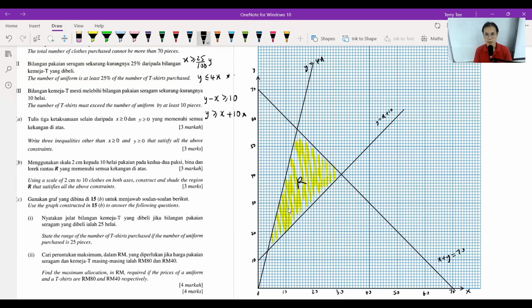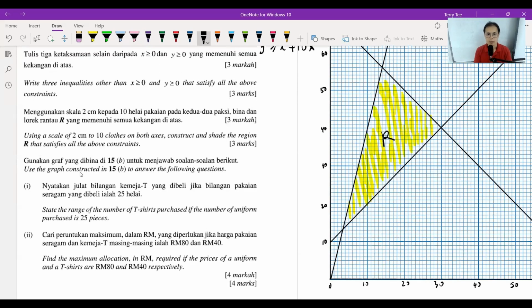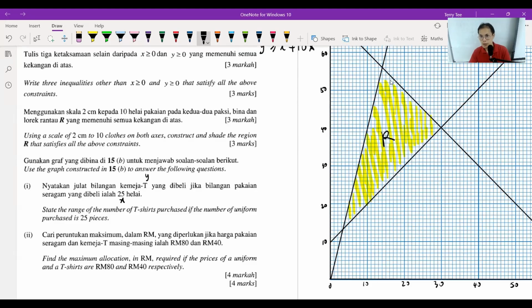Okay. Right. Now, done. Next, nyatakan julat from the graph. Nyatakan julat bilangan kemeja T. Bilangan kemeja T is your Y yang dibeli jika bilangan pakaian seragam is 25. So X is 25. Find your julat for Y. Yeah, julat is your range. Okay, so I think we can just do 25 here. This is 25. Move it up. Find your julat for Y.